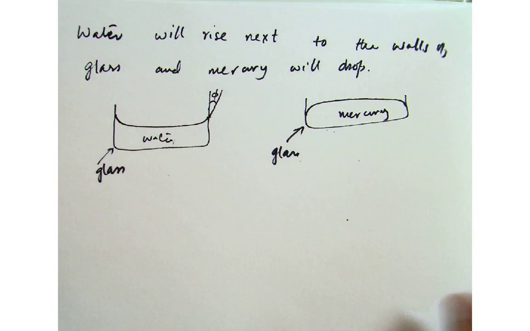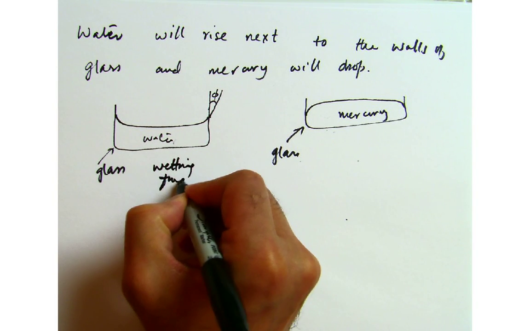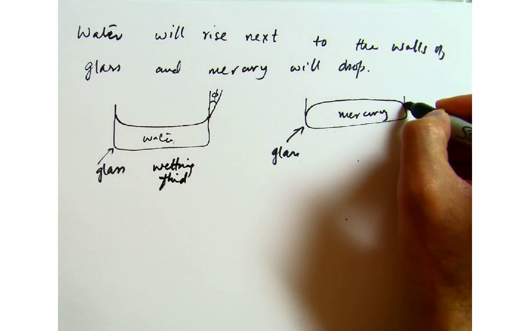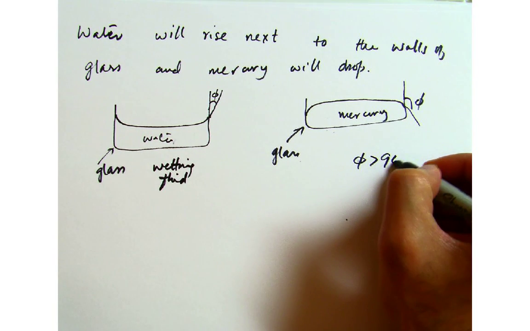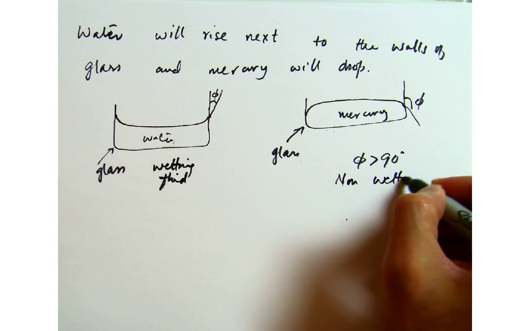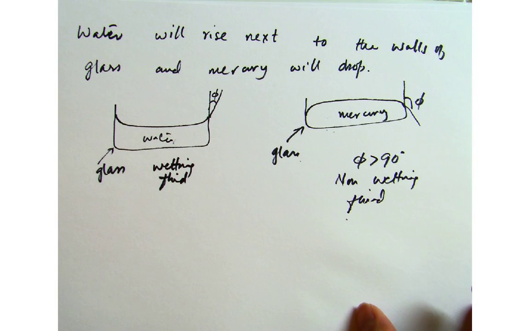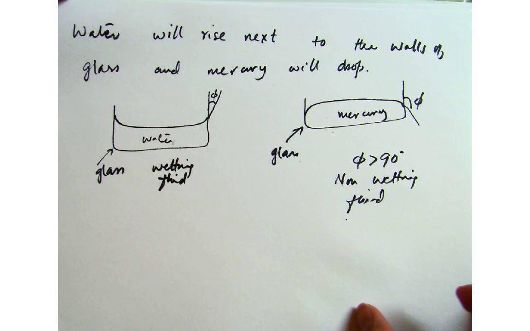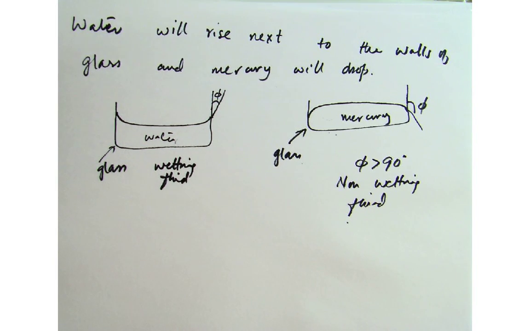Okay, so this is a wetting fluid, and this is a non-wetting fluid. In fact, I can extend this out and you will see that this is your contact angle, which is greater than 90 degrees, so that's why it's a non-wetting fluid for that specific material. For some other material it could be different, but for glass, mercury is non-wetting because the contact angle is more than 90 degrees.